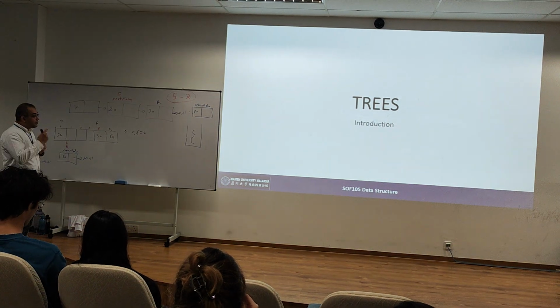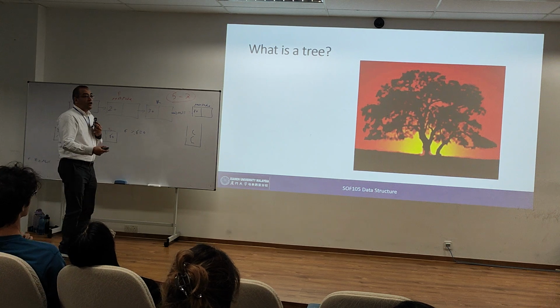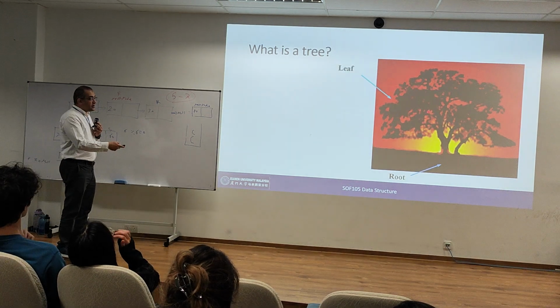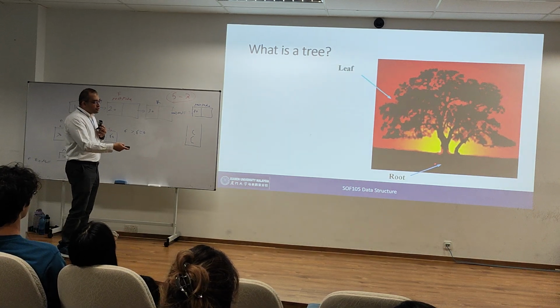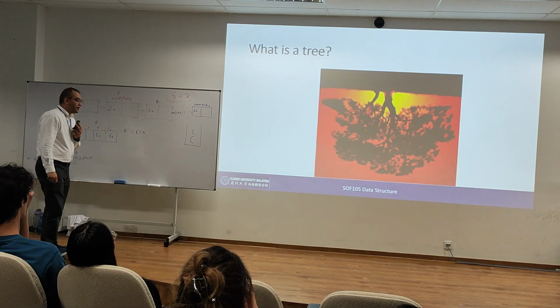2-mark problem. Okay? All right. So, what is a tree in computer science? A tree in real life consists of what? Roots, branches, and leaves, correct? That's how a tree looks like.